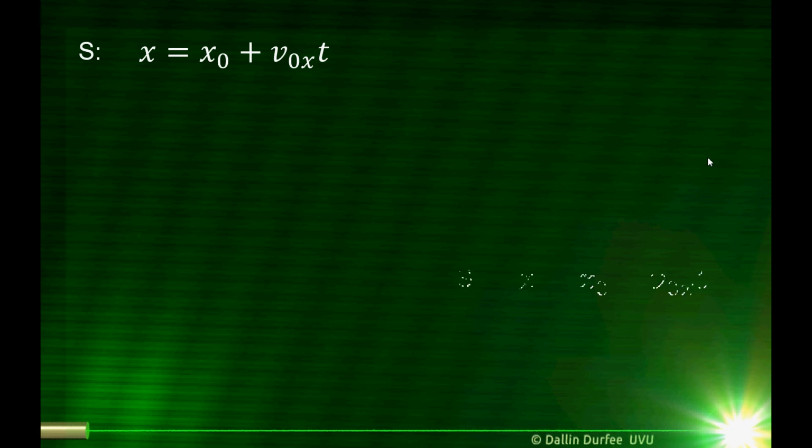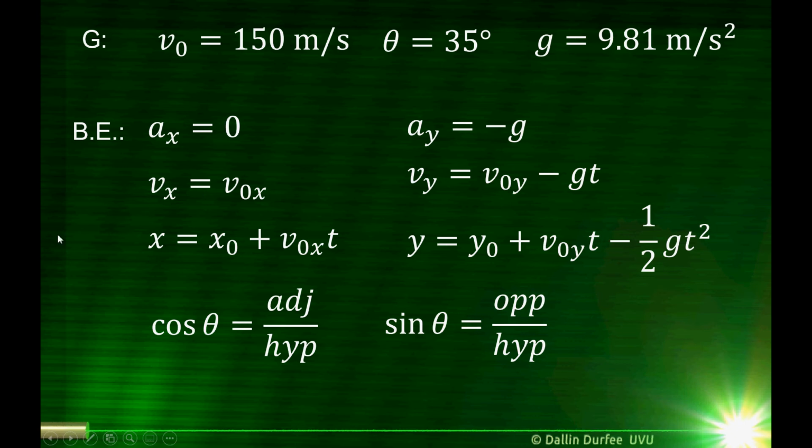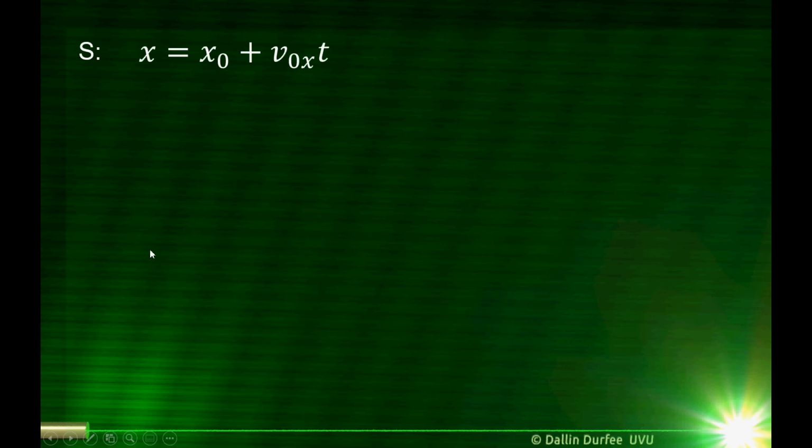Okay, so the next step is S, which is find a symbolic solution. What we really want to find is x, so let's pull out the equation for x. It looks like this. Now, I get to choose my own coordinate system, so I'm going to call the point where the ball is launched the origin. So the initial x position is 0, so we'll throw that out. So x is just v naught x, the x component of the initial velocity, times t. So I just need to find v naught x and t.